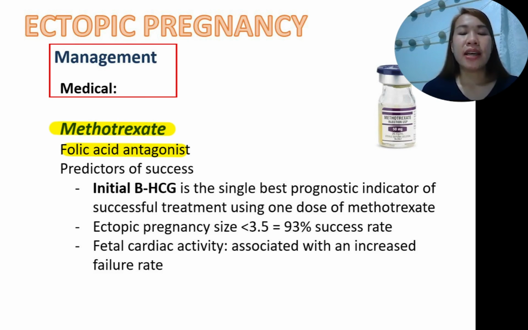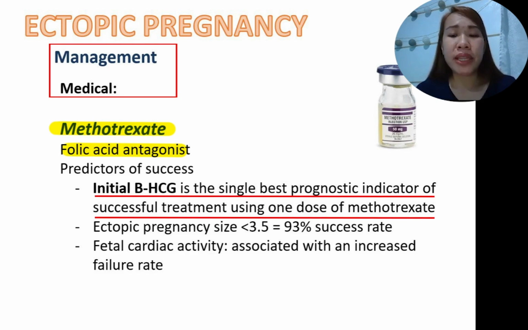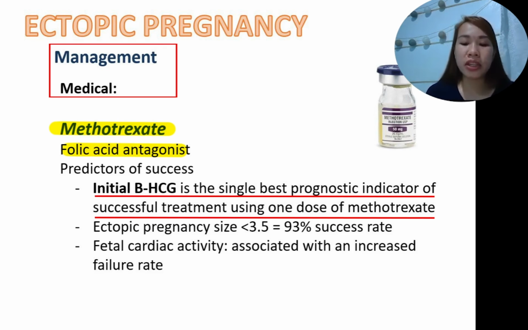So first is, you have to take note, class, that you have to have an initial beta HCG, because this is the best prognostic indicator of a successful treatment. Meaning, if for example, the beta HCG remains to be greater than 10,000 milli-international units per ml, then that means we have a high failure rate. We are not able to treat medically the ectopic pregnancy. But if, for example, the beta HCG decreased to a level of less than 1,000 milli-international unit per ml, then the failure rate also decreases at 1.5%.